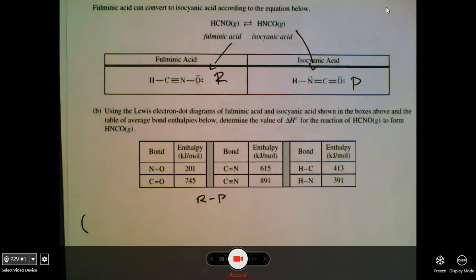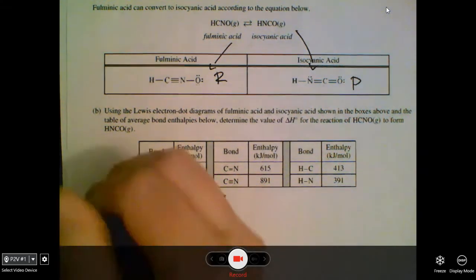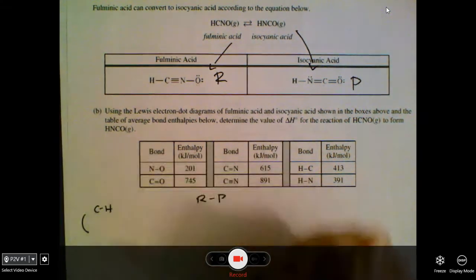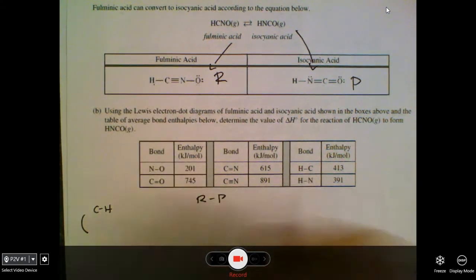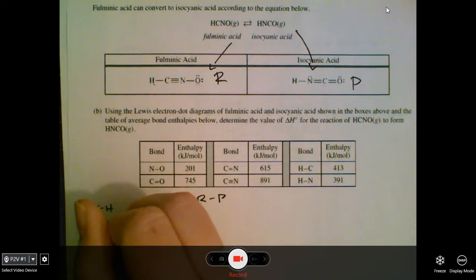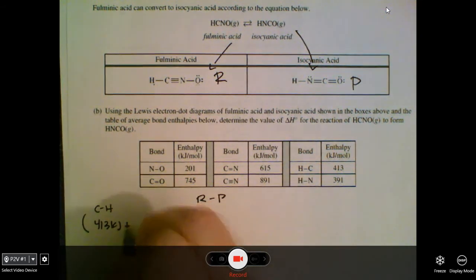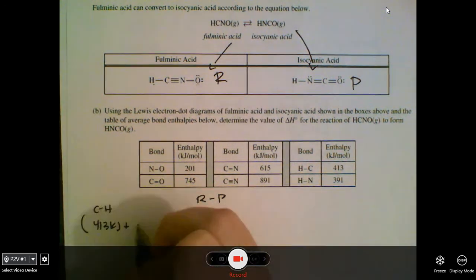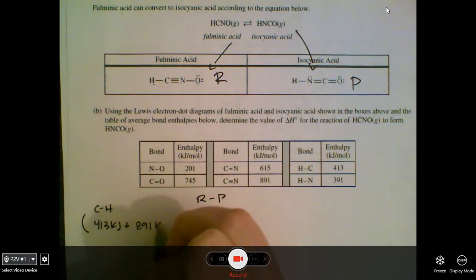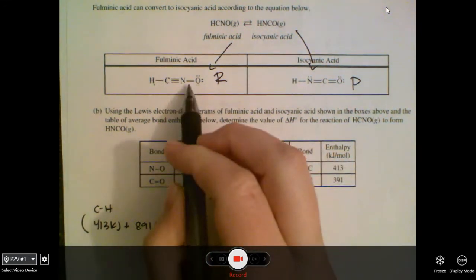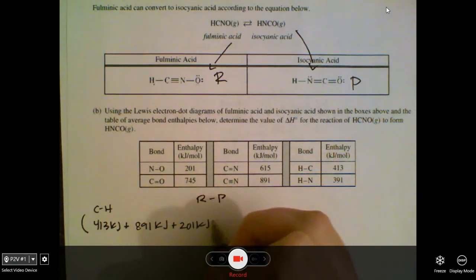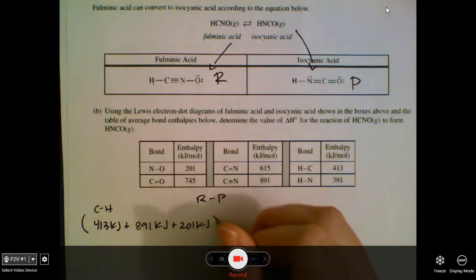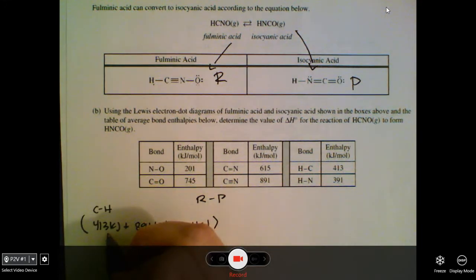In this case, I am not going to be quite as fussy with the units, but I do want you to keep track of the bonds so that you are mentally keeping tabs on them. So I've got a C to H here, and that's 413 kilojoules, plus 1 C to N, so that's going to be 891 kilojoules, and then I'm breaking an N to an O, which is 201 kilojoules. Technically it's kilojoules per mole.